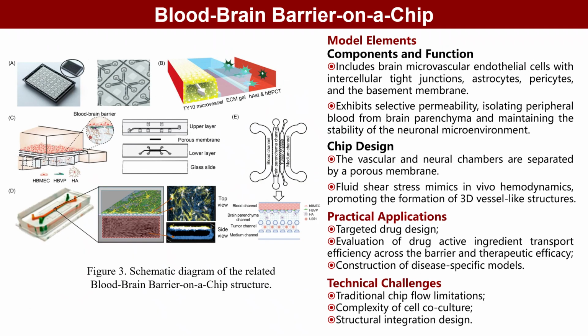Blood-brain barrier on a chip features vascular and neural compartments separated by a porous membrane, with endothelial cells and tight junctions forming the core barrier structure. Fluid shear stress mimics in vivo hemodynamics to promote 3D vascular-like structure formation. This model enables central nervous system targeted drug design and assessment of transbarrier efficacy or therapeutic effects of active components. Disease-specific models could further advance personalized medicine.